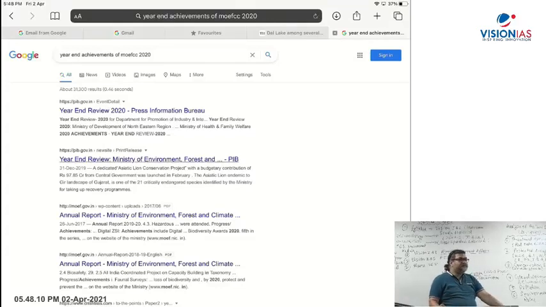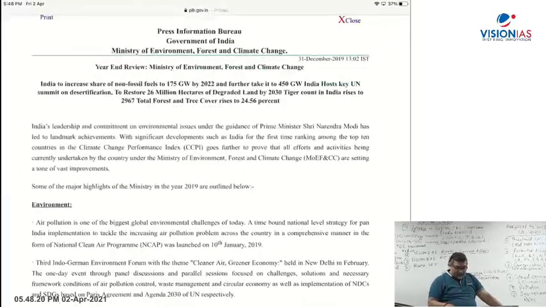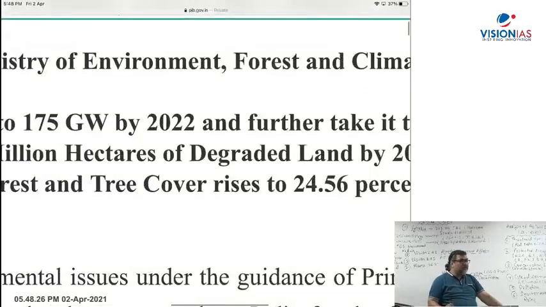Now let's look here. For such achievements and reviews, the UPSC question setter will ask questions. Right? So here you can see, India wants to increase the share of non-fossil fuel to 175 gigawatt by 2022: solar power, wind power, biomass power, and small hydropower. 100 gigawatt solar power, 60 gigawatt wind power, 10 gigawatt biomass power, and 5 gigawatt small hydropower. Right? And we want to expand this to 450 gigawatt by 2030 under the Paris Agreement of the UNFCCC, United Nations Framework Convention on Climate Change.